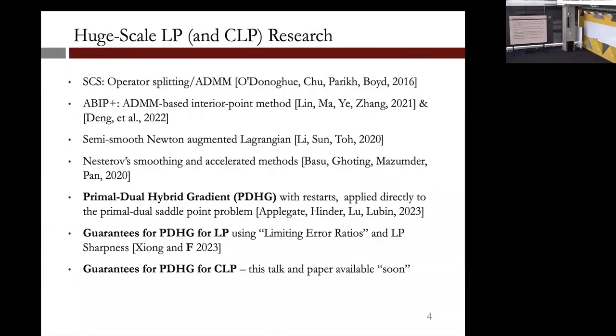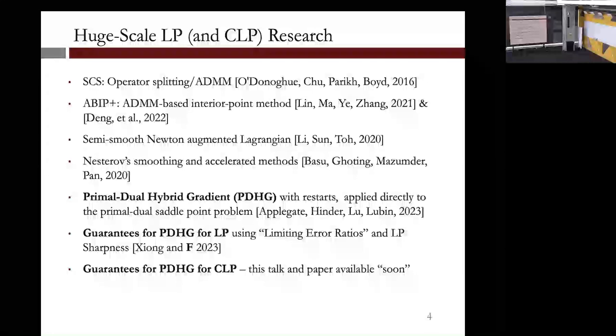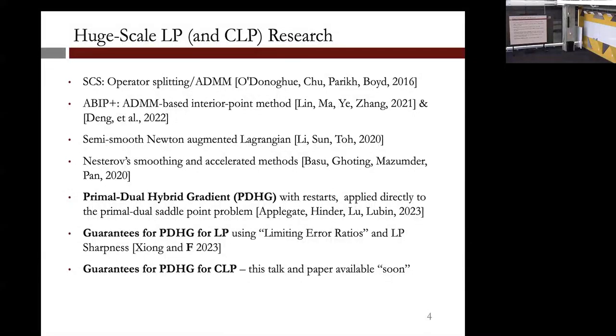And then in December, Zikai Xiong and myself finally finished our paper on this topic. But today I really want to talk about our latest work, guarantees for PDHG for conic linear optimization, and that's the topic of this talk. And I say the paper will be available, quote, soon, unquote.